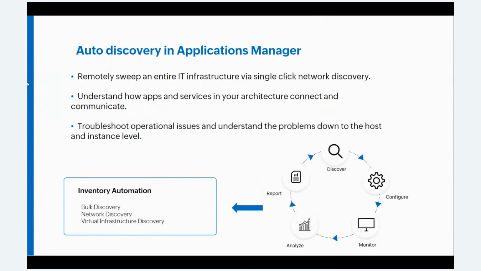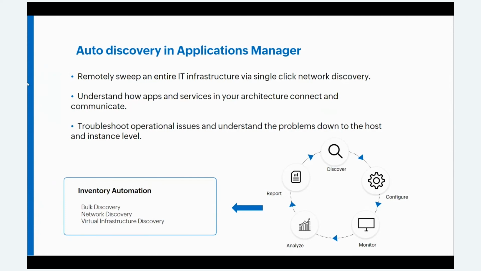An important step in assessing your infrastructure involves discovering the applications and mapping their dependencies. So, with Applications Manager, you can discover your applications instantly. It's basically an agentless process, which means you can do it from wherever you are. It helps you remotely sweep an entire IT infrastructure using a single click network discovery. And then you can understand how these apps and services in your infrastructure are connected and how they communicate with each other. Once they are discovered and mapped, you can troubleshoot operational issues and understand the problems down to the host and instance level.